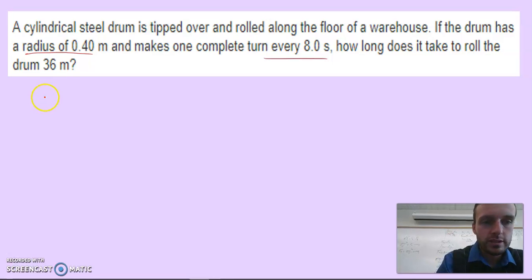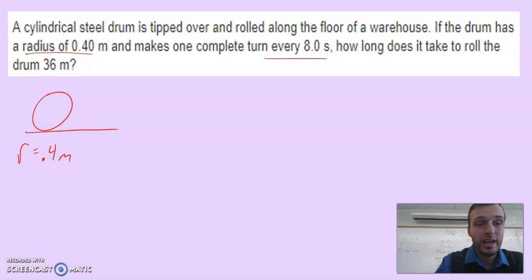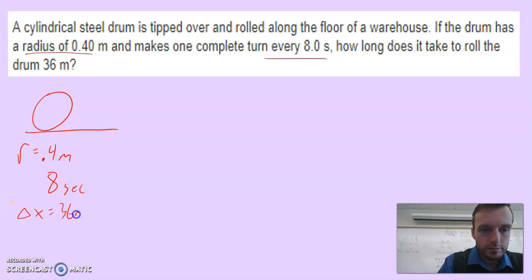We've got a steel drum rolled along the floor of a warehouse. If the drum has a radius of 0.4 meters and makes one complete turn every 8 seconds, how long does it take the drum to roll a distance of 36 meters?